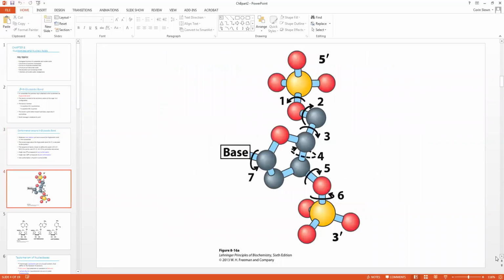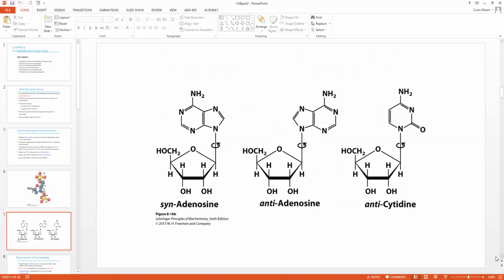So if I take a look here, I can actually see the rotation of the base as I've numbered the carbons to be able to see that corresponding structure. So if you take a look at syn versus anti, it gives you a comparison. It's kind of like a swivel on a stick.